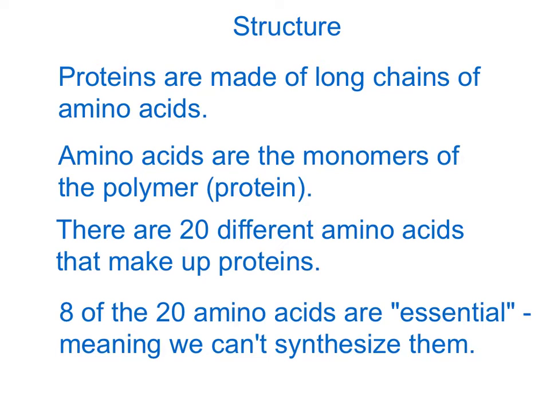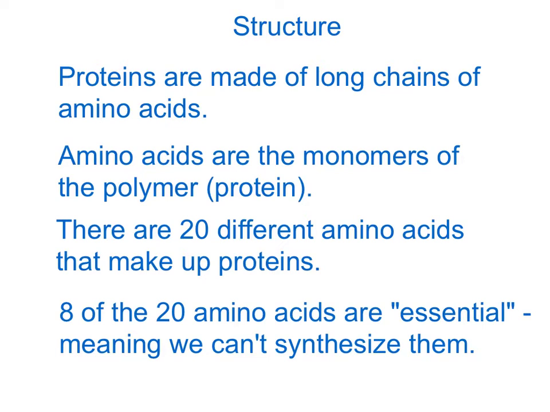Now for humans, out of the 20 different amino acids, 8 of them are considered essential amino acids, meaning we cannot synthesize them in our body. We can't make them in our cells. We have to get those 8 essential amino acids in our diet. And so that's why it's important to eat a variety of foods. If you become deficient in one of those essential amino acids, you can have a form of malnutrition. So it's important that you eat a variety of foods.